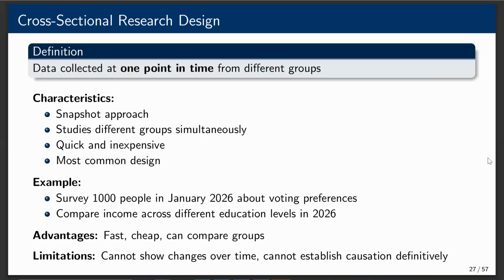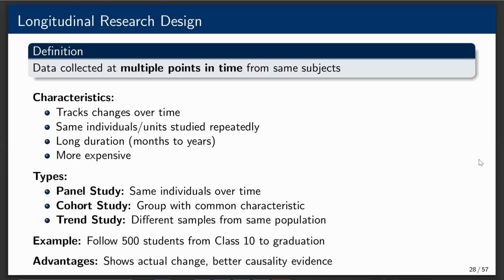The example is, let's say that if you survey 1000 people in January 2026 about voting preferences to compare income across different education levels in 2026. So the advantage is it is fast, cheap and it can compare groups. But what are the limitations? It cannot show changes over time. It cannot establish the causation definitely.